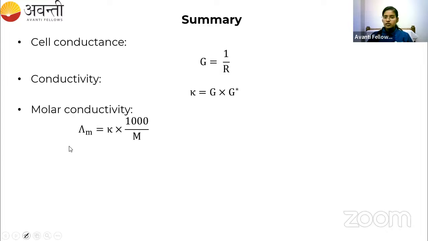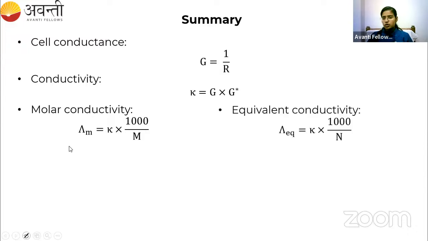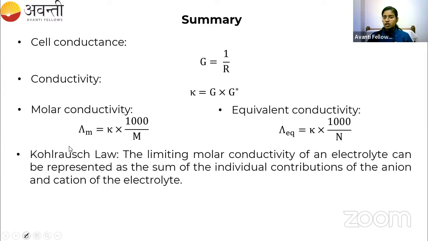And molar conductivity is kappa into 1000 by M. Equivalent conductivity is kappa into 1000 by N. And Kohlrausch law is for infinite dilution case, in which the limiting molar conductivity is the sum of individual contribution of anion and cation. And for weak electrolyte, alpha is equal to lambda m by lambda m naught. So these are the very, very important formulas that you need to concentrate from the conductivity cell topic.